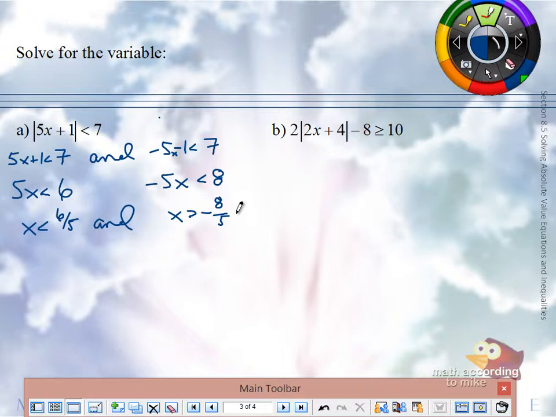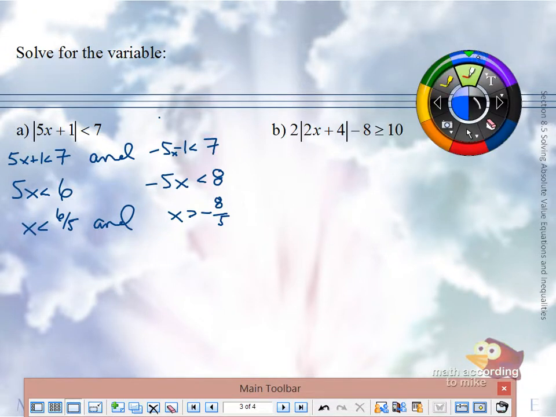Draw your number line. Do your shading. Here's 6/5. Left or right? Left. Including or not including? Not including because there's no equal sign. Yeah. And here's negative 8/5. Left or right? Also not including.